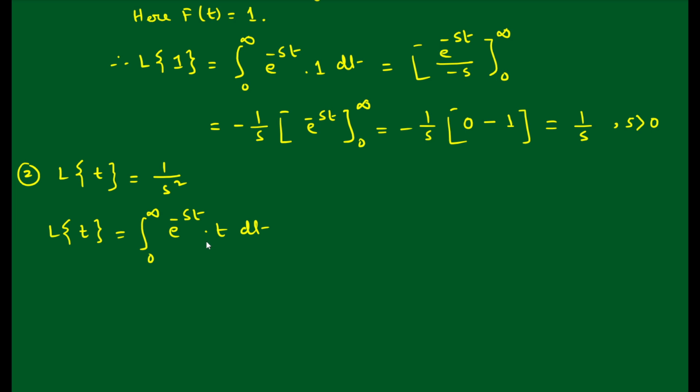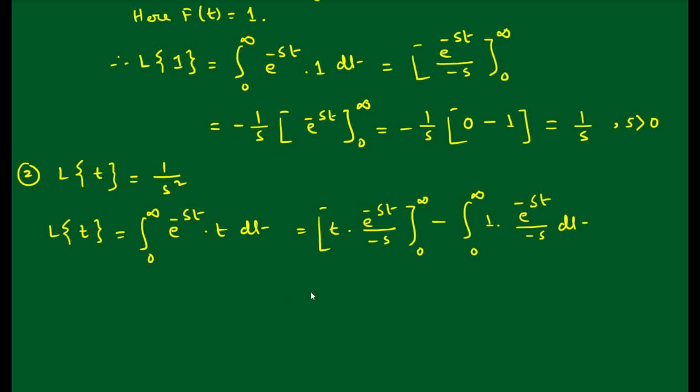Now how will we integrate this? Integration by parts. Here t is the first function because it's algebraic, and this is exponential, so it will be the second function. What is the formula? First function into integration of second, so the integration of e to the power minus st comes here, between the limits 0 to infinity, then minus the integral from 0 to infinity of d/dt of first. The differentiation of the first function t is 1, then integration of second.